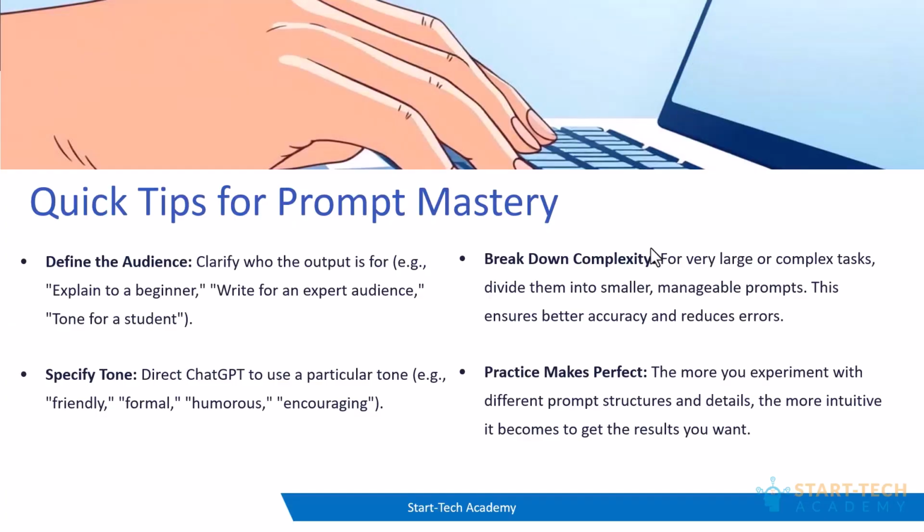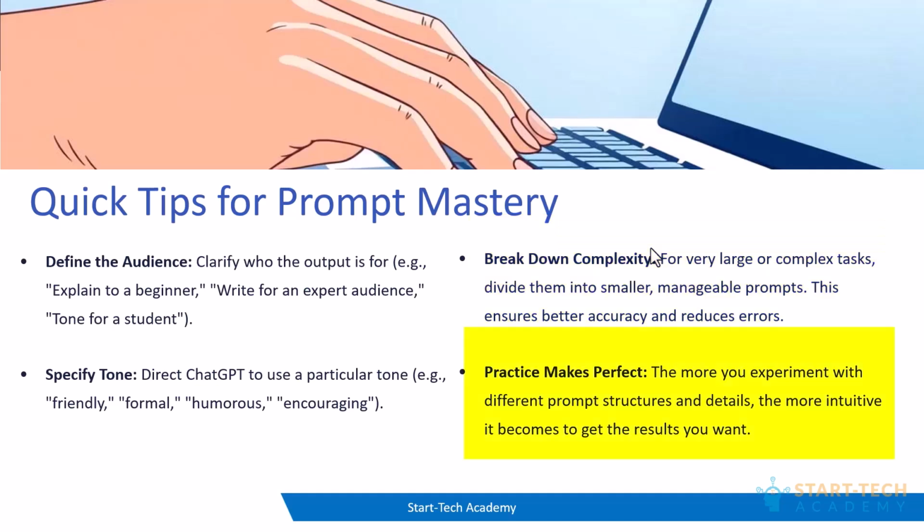So now let's wrap up with a few quick tips to master prompt writing in Google AI Studio. First, define your audience. Let Gemini know who the output is for: a beginner, a student, a professional, etc. Then specify your tone. You can say use a professional tone, make it fun, or write in a friendly voice. After that, break down complexity. If the task feels big, break it into steps. Gemini handles step-by-step inputs very well.